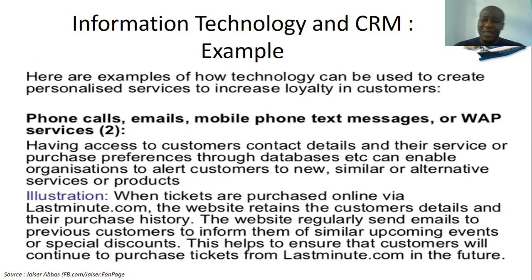I would say that an example of such activity is the fact that phone calls and emails, mobile phone text messages, or WhatsApp services are used. So having access to customer contact details and their service or purchase preferences through a database can enable organizations to alert customers when there are new products or similar alternative services or products. So this is an example of such services or products or alerts that can be sent to customers through maintenance of a certain database.